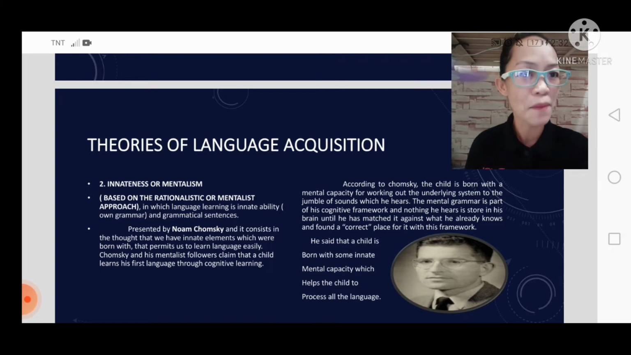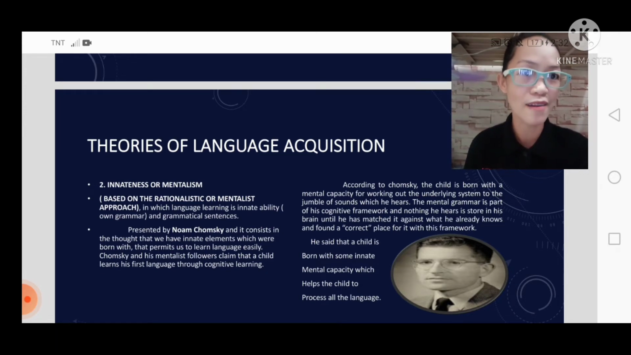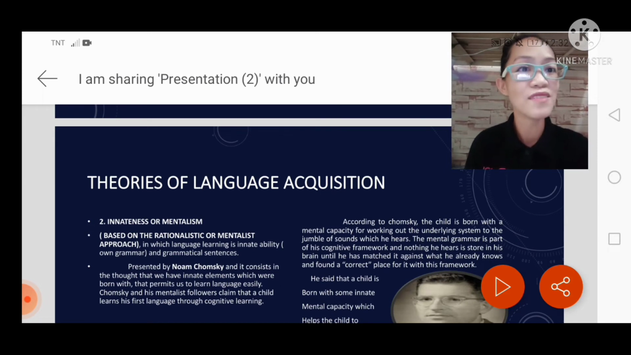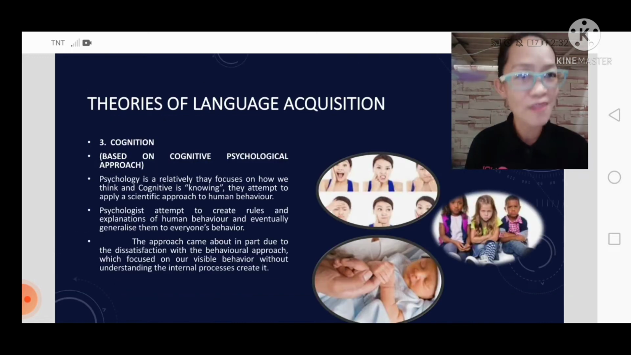The mental grammar is part of his cognitive framework, and nothing he hears is stored in his brain until he has matched it against what he already knows and found a correct place for it within this framework. He added that a child is born with some innate mental capacity which helps the child to process all the language. The third theory of language acquisition is cognition, which is based on the cognitive psychological approach.